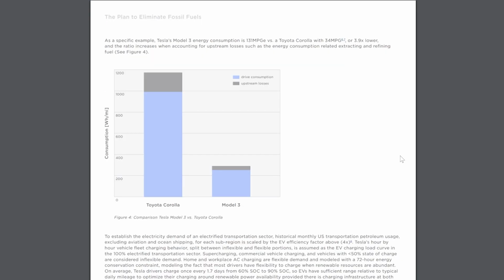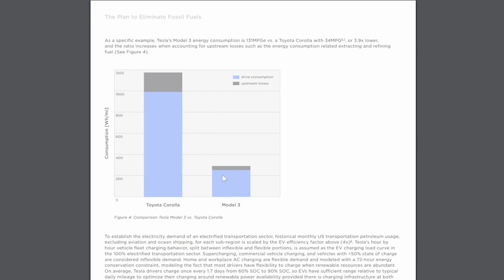So this chart here, we have an example comparing Tesla Model 3 energy consumption versus Toyota Corolla. The Toyota Corolla, when driving, consumes 1,000 watt hours per mile to get from A to B. And then getting that energy to the Toyota Corolla has quite a bit of losses here in the gray, versus a Model 3 has a much lower energy use because the electric motor is so much more efficient. We're not wasting that heat. It's not generating a lot of heat. We're actually using the electricity at about an 80 to 90% efficiency to actually move from A to B.